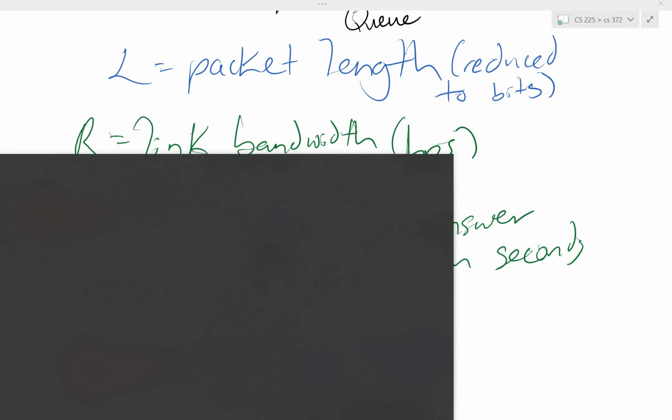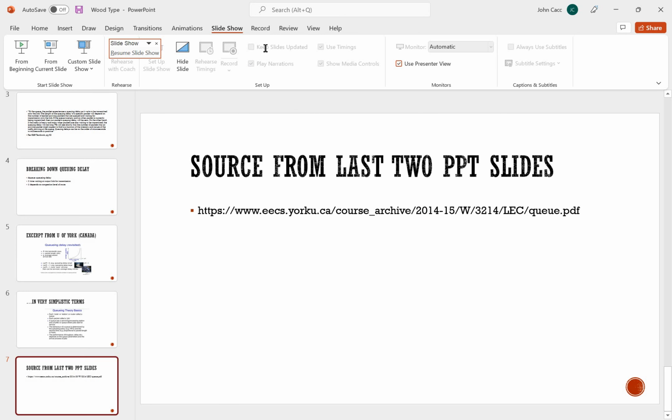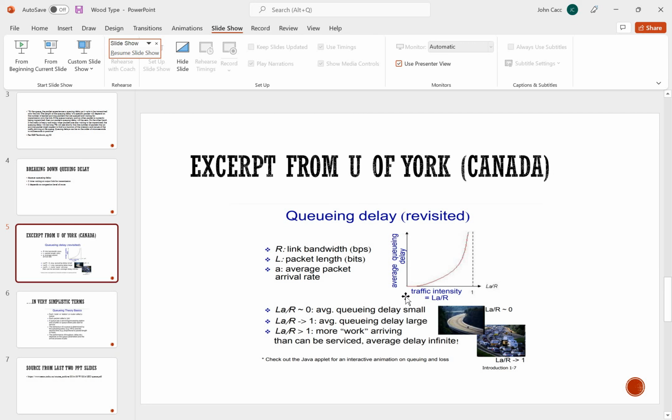But again, going back to my PowerPoint, yes, so there's some complexity that the University of York put forward here, which I found interesting. So L times the average packet arrival rate: if it's approaching 0 or close to 0, queuing delay is small. As it approaches 1, queuing delay is large. And this is represented by the empty highway and the congestion respectively.